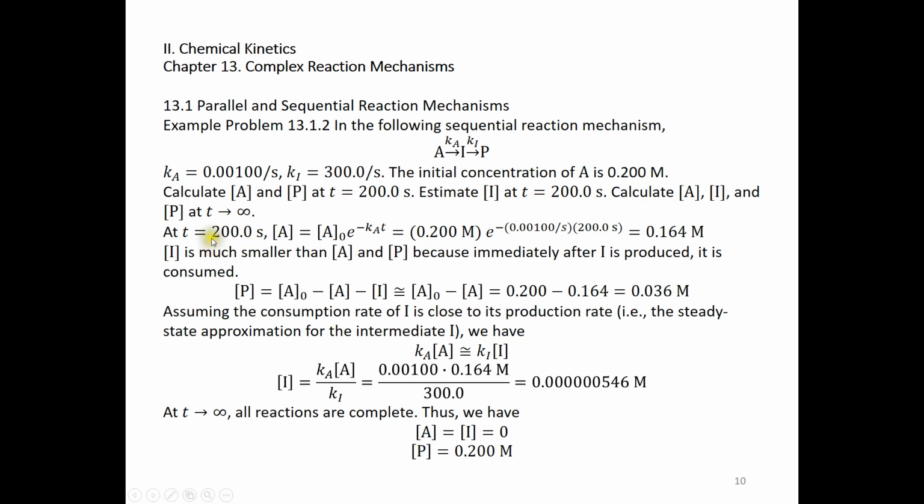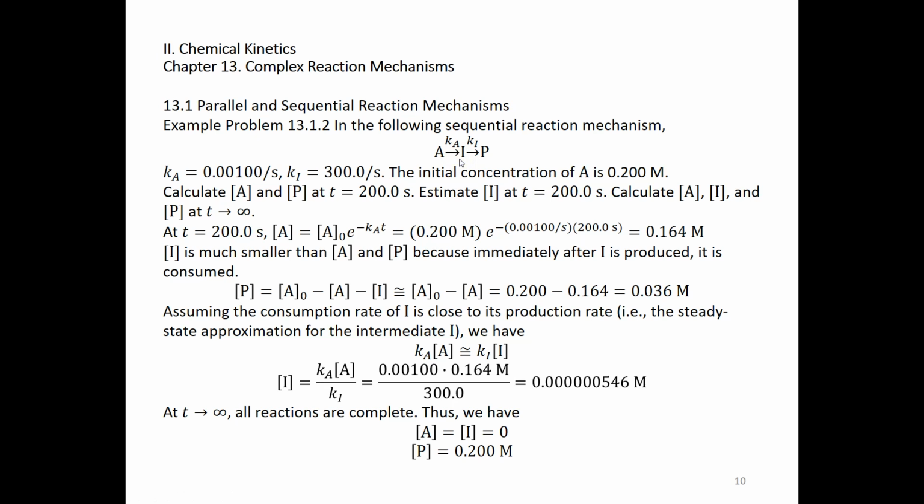So first, at time 200 seconds, A is A naught times e to the power of negative Ka t. We're just plugging in all the values. We get 0.164 molar. That's the concentration of A at 200 seconds. I is much smaller than A and P because, if you look at this, the production rate of I is extremely slow. The consumption rate of I is extremely fast. These two numbers differ by 300,000. So once I is produced, it's immediately consumed.